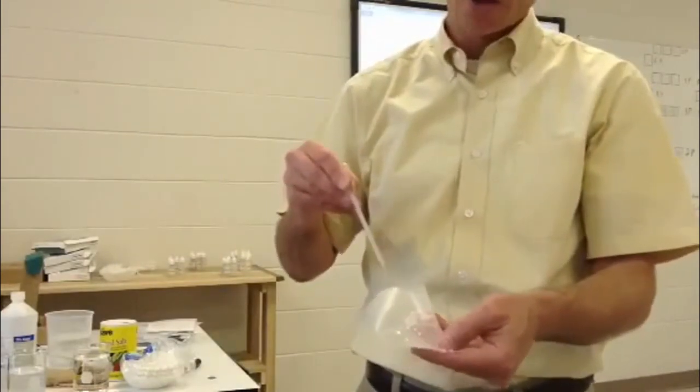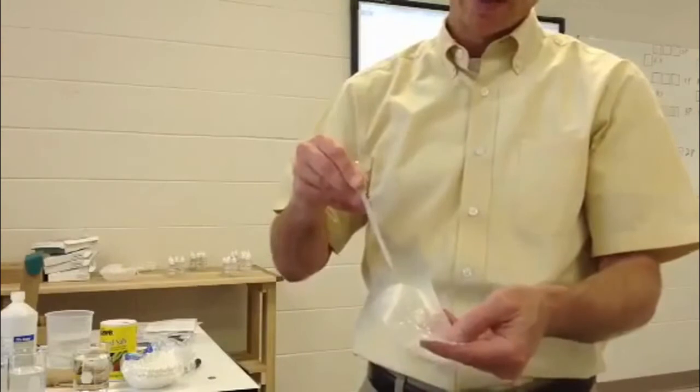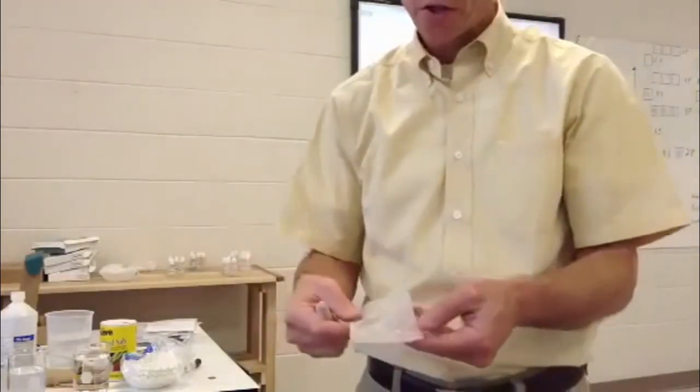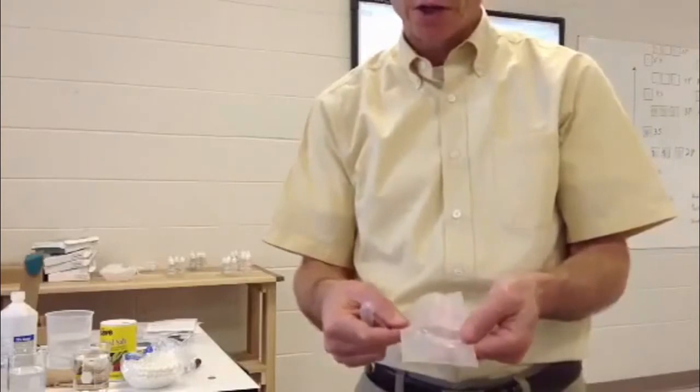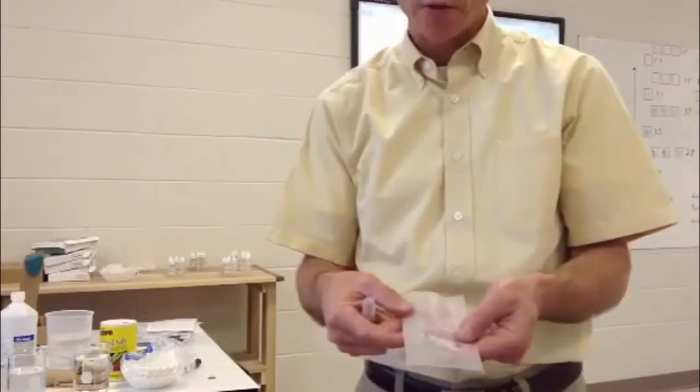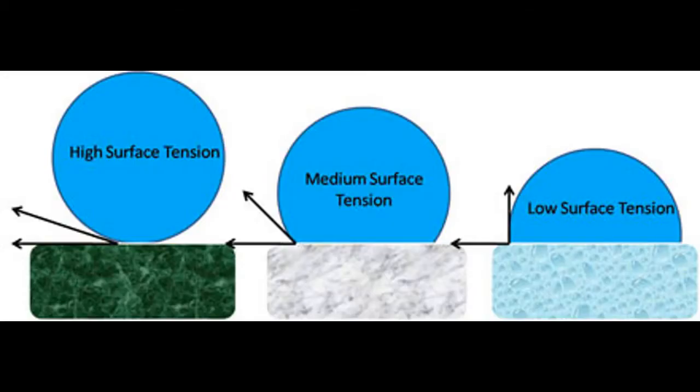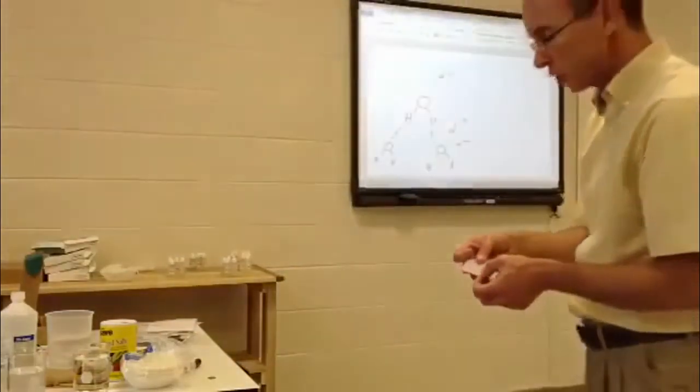It doesn't want to touch the wax, if you can look at it like that. So it makes a sphere. A sphere is the shape where it has the least amount of surface area touching the wax. That's why water beads up on a waxed car. Okay, that's that surface tension.